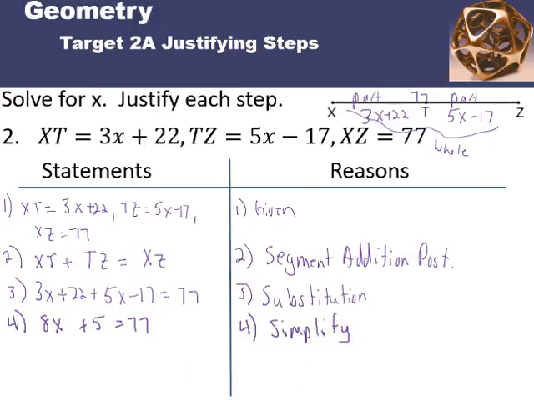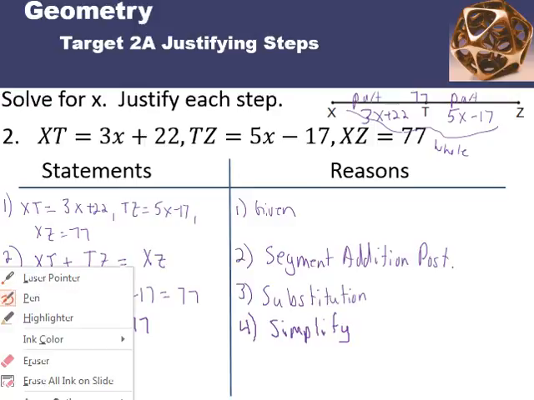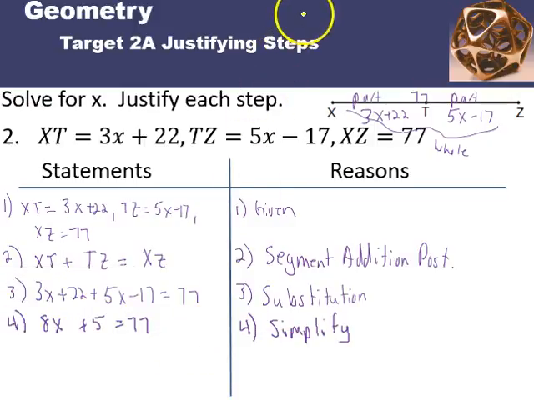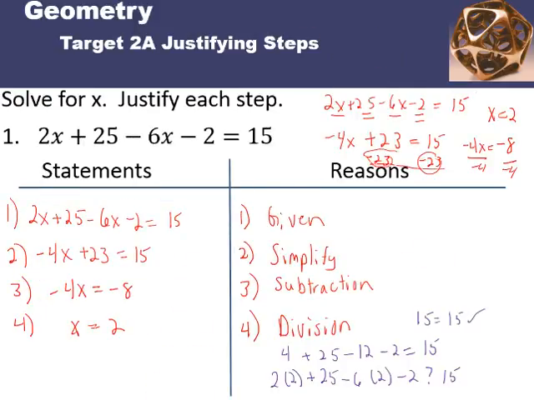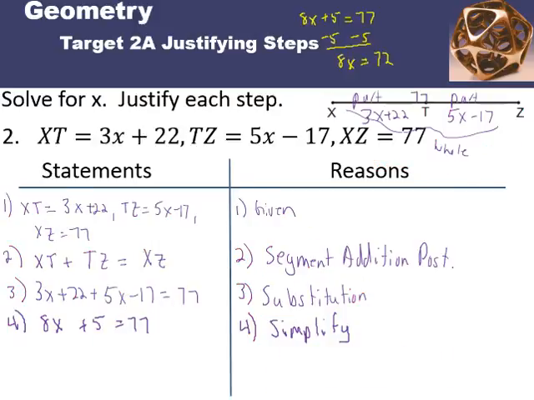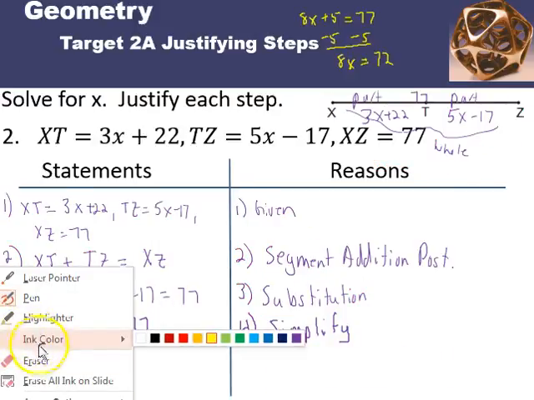Now it's time for me to show some work. So I'm going to pick a new color and do this yellow so I can solve it up here. It looks like I have 8x plus 5 equals 77. So how would I solve that? I'd subtract 5 from both sides. And I get 8x equals, well, 77 minus 5 is 72. So I get 8x equals 72. That's what I'm going to write here in purple.